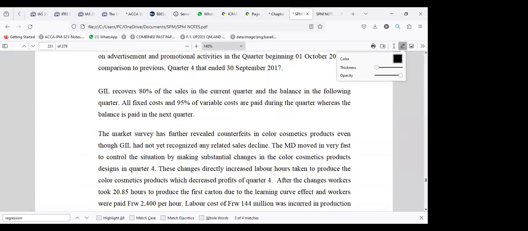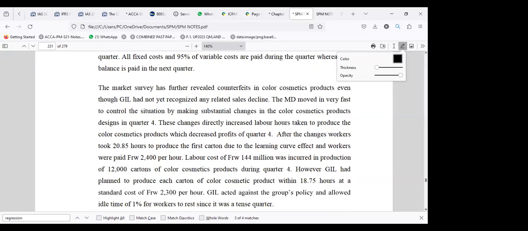GIL recovers 80% of the sales in the current quarter and the balance in the following quarter. All fixed costs and 95% of the variable costs are paid during the quarter, whereas the balance is paid in the next quarter. The market survey has further revealed counterfeits in color cosmetic products, even though GIL has not yet recognized any related sales decline.